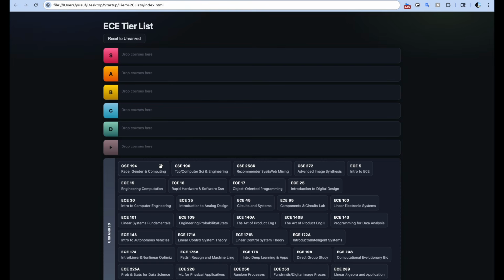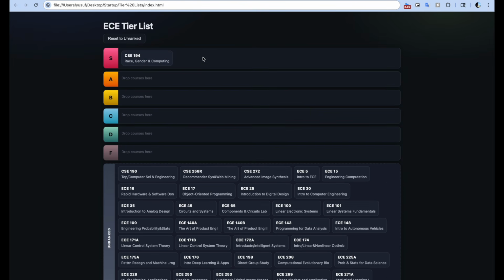This is race, gender, and computing. I'll definitely put this as S tier because it is basically diversity in computing, and we have a 1 DEI course requirement at UCSD. So if you're going to have to take that class, you might as well make it a CSE class and one that is upper division, because this doubles as a technical elective and also as a diversity class. And to be honest, some of my fondest memories were in that class.